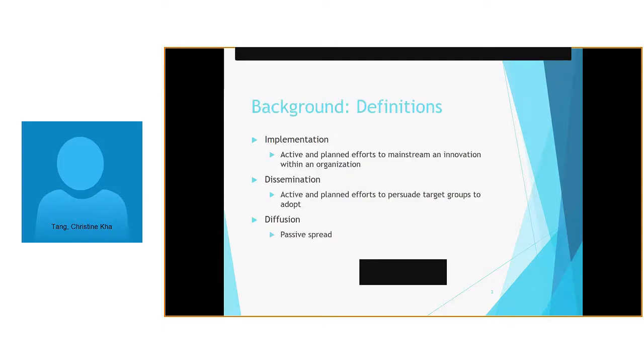Okay, so some different definitions that I've seen. There have been these three different terms that have been talked about within implementation science, and they wanted to specify that implementation is an active and planned effort to mainstream an innovation within an organization. And dissemination is an active and planned effort to persuade target groups to adopt some innovation, while diffusion is a passive spread of innovation.